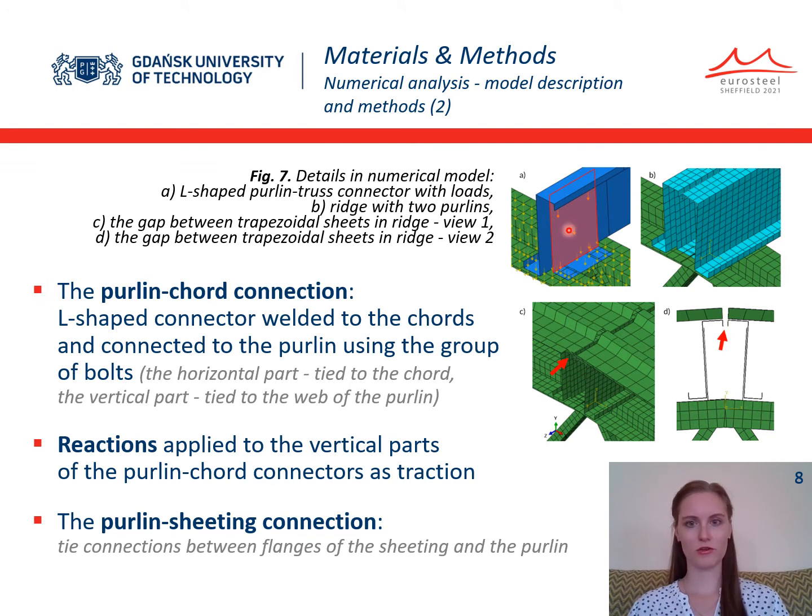The purlin-cord connection was realized using an L-shaped connector, which was welded to the cords and connected to the purlin using a group of bolts. In numerical models, tie connections were used. Reactions from the purlins were applied to the vertical parts of the purlin-cord connectors as traction. The purlin-sheeting connection in case 2 was mapped by means of tie connections, so the flexibility and the scheme of the fasteners were neglected.